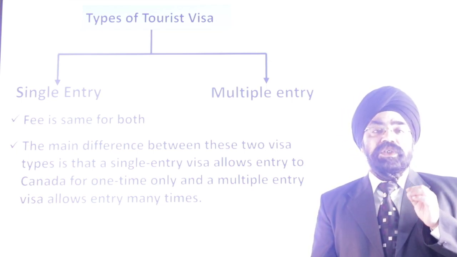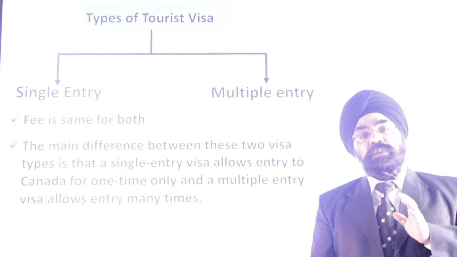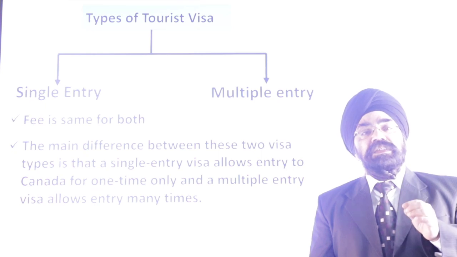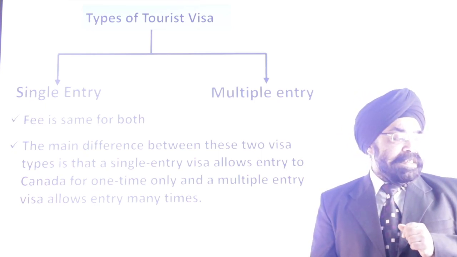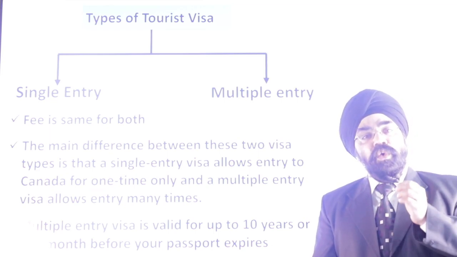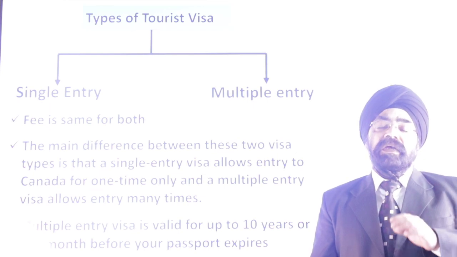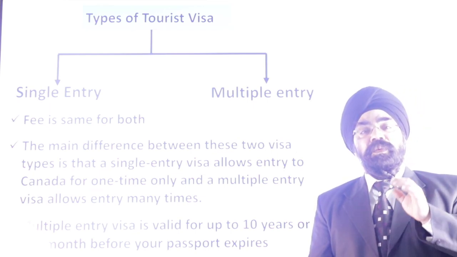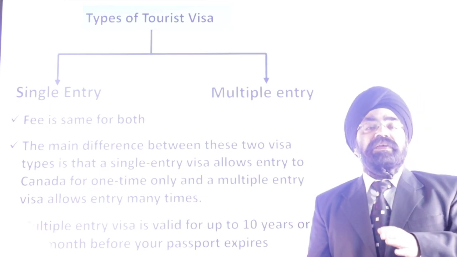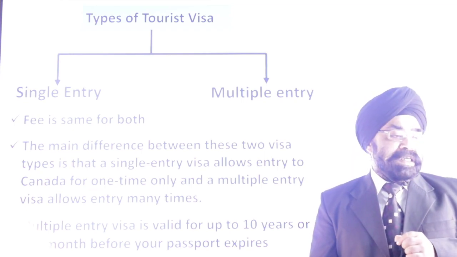Multiple entry visa is issued for 10 years or 1 month before your passport expires. So this is about the multiple entry visa. But one thing very important: who will decide whether you will get a multiple entry visa or a single entry visa? Government will decide. You will get a single entry visa or a multiple entry visa, government will decide, not you who is going to decide.